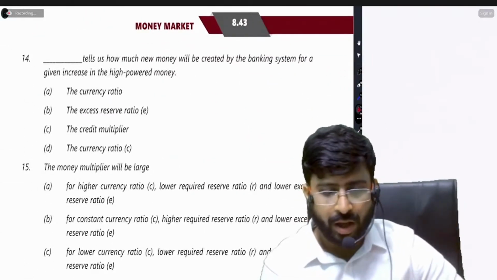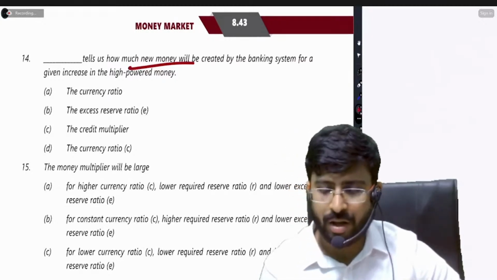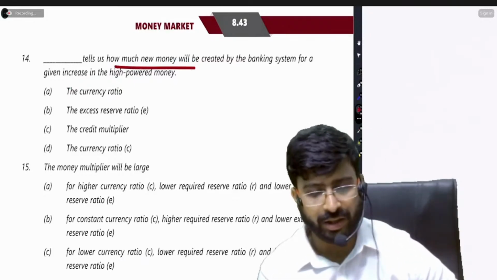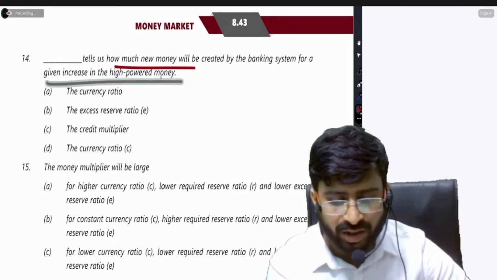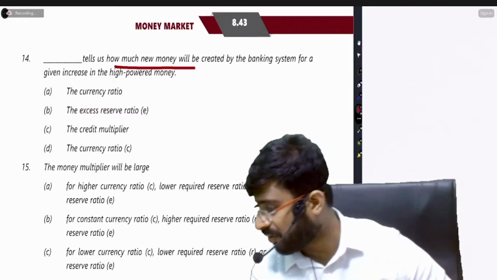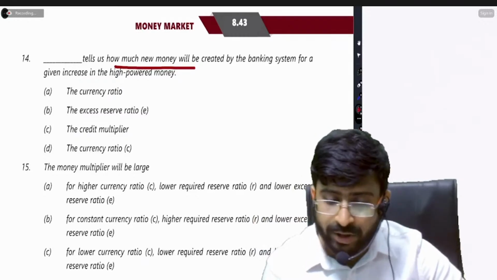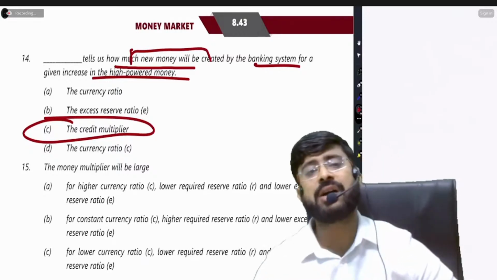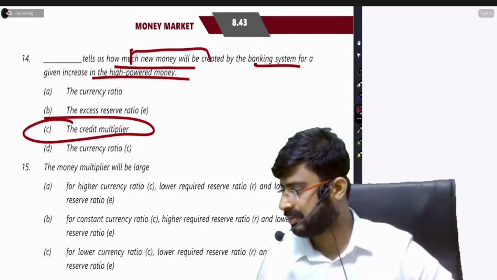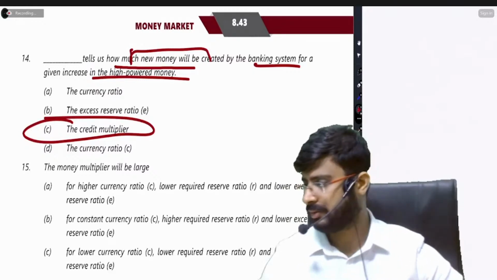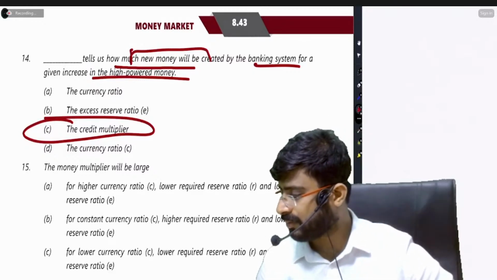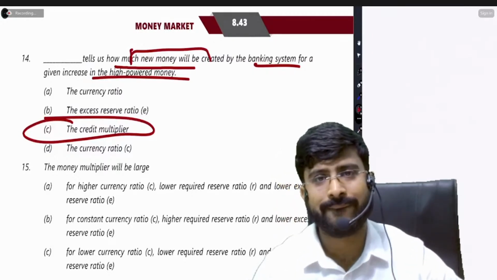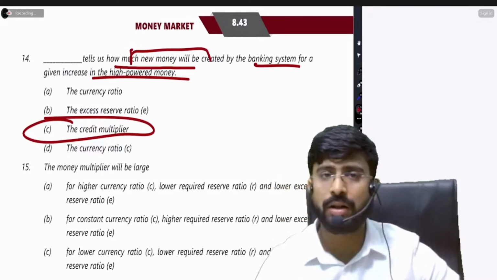The 14th one they're asking is: dash tells us how much new money will be created by the banking system for a given increase in high powered money. It is the credit multiplier. Everybody will remember this. Come on guys, yes or no?